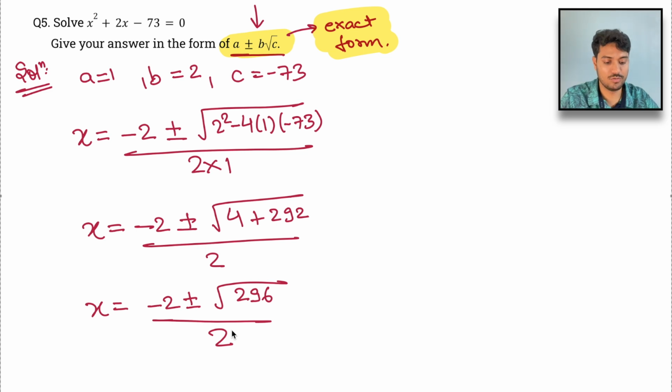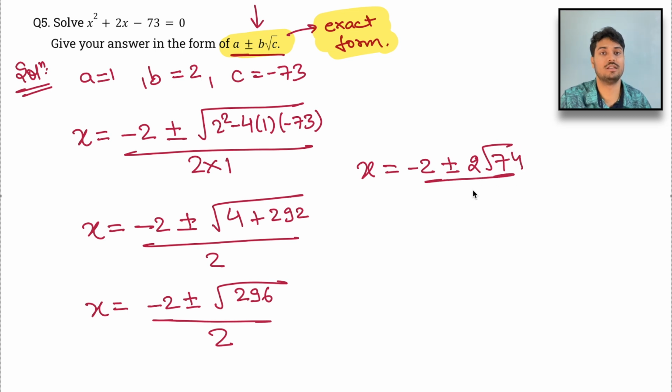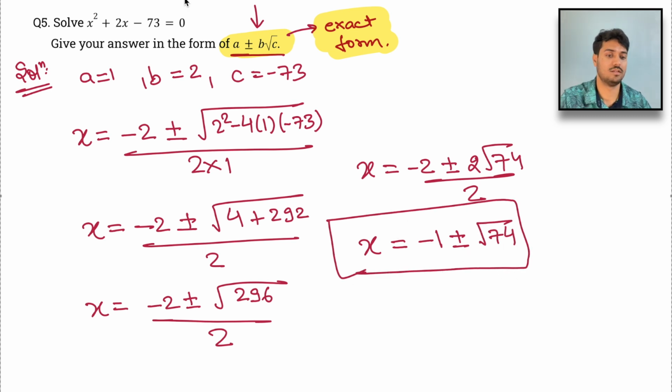Now let's find the root of 296. So root of 296 is 2 root 74. So if we simplify this, we can write it as x equals to negative 2 plus minus 2 root 74 divided by 2. We can clearly see that 2 is common in numerator and denominator. So we can write x is equals to negative 1 plus minus root 74 as the final answer. And this is exactly in the form that is given to us, a plus minus b root c.